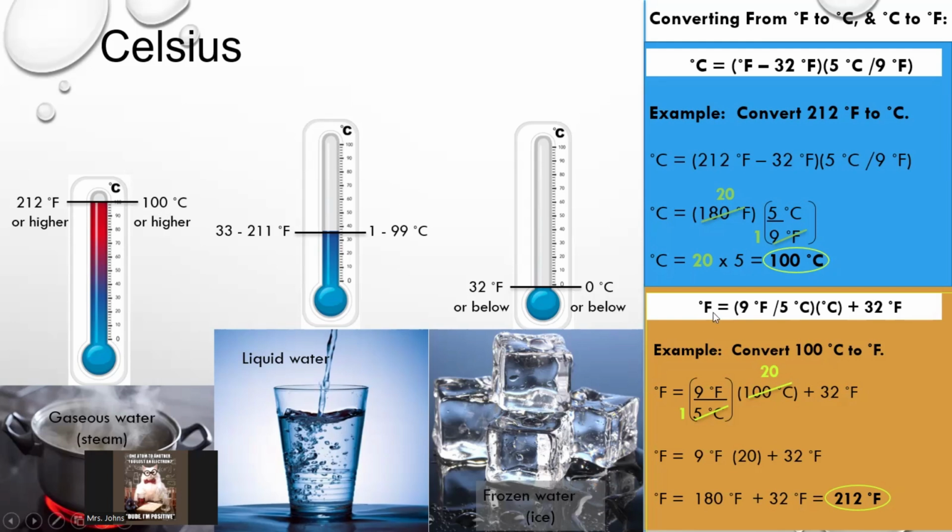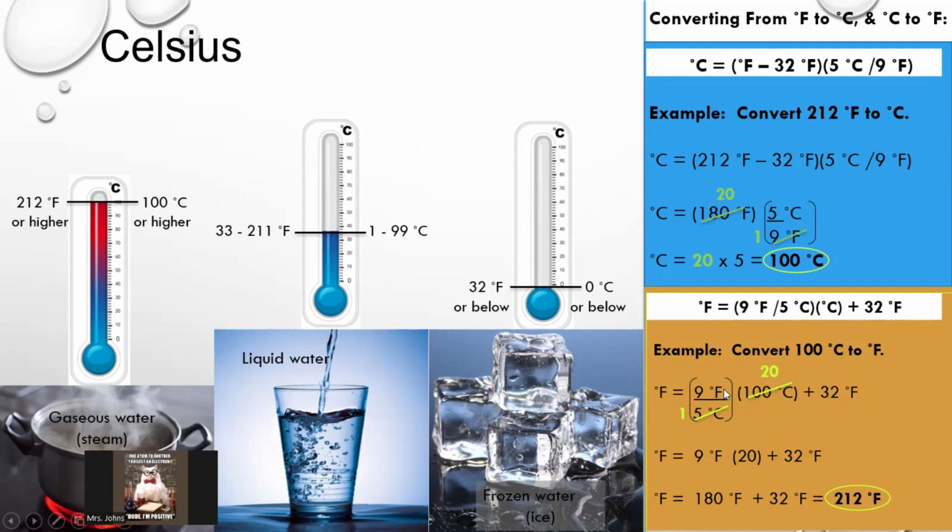Now, if we did it backwards, if we had the Celsius temperature and we wanted to find out how much that is in Fahrenheit, we use this formula. 9 degrees Fahrenheit over 5 degrees Celsius times the Celsius temperature, and then add 32 degrees Fahrenheit to it, and that will give us our answer.